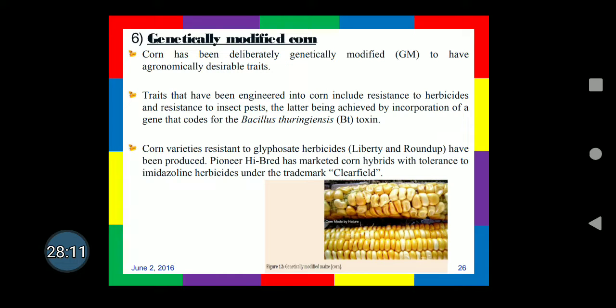Glyphosate resistant corn varieties, glyphosate being a herbicide, have been produced. Pioneer Hi-Bred has marketed corn hybrids with tolerance to imidazolinone herbicide under the trademark Clearfield. Here we can see the genetically modified food in the bottom.